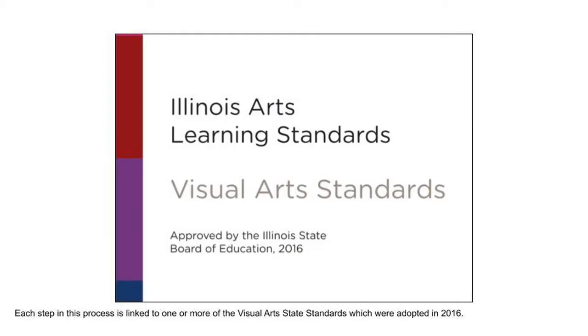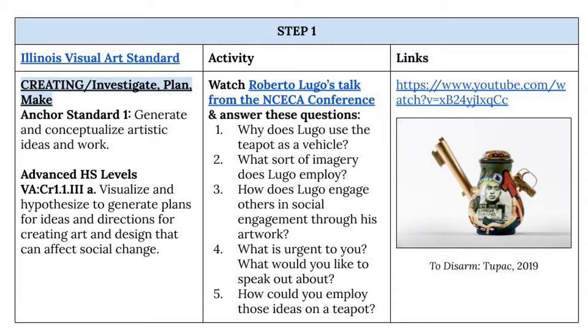Each step in this process is linked to one or more of the visual arts state standards which we adopted in 2016. This first slide, I used Illinois Visual Arts Standard, Anchor Standard 1, generate and conceptualize artistic ideas and work. And I wanted the students to be able to visualize and hypothesize to generate plans for ideas and directions for creating art and design that can affect social change.